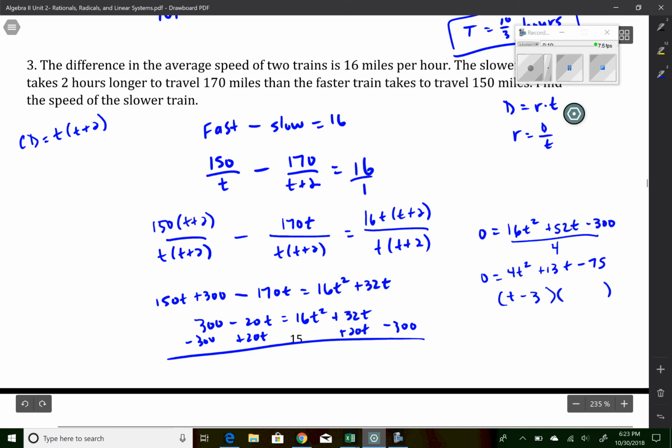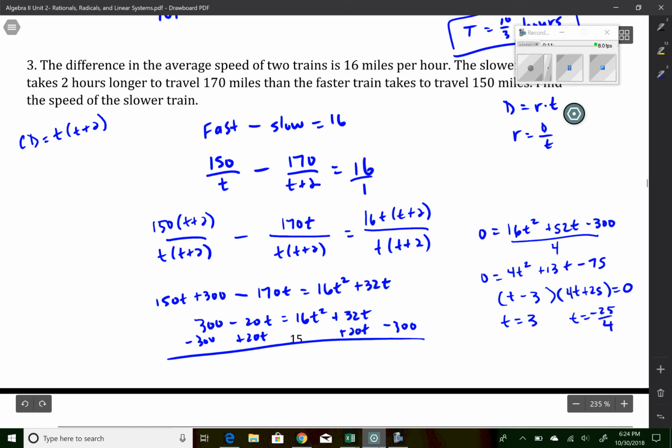Why does that help me? Well, I already know one of the 2 factors. So then I could do some reverse thinking and say, well, what multiplies by t to make 4t squared? Well, that would be 4t. What multiplies by negative 3 to make negative 75? Well, that would be positive 25. And I've just figured out my 2 factors. So then I can solve and say t equals 3 and t equals negative 25 over 4, which is a totally acceptable solution, but not in the context of the problem.